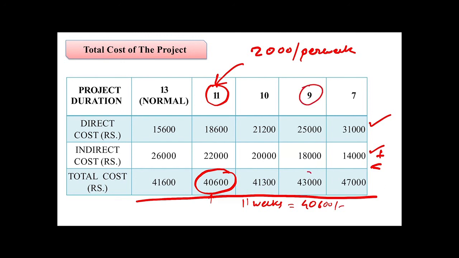Still, if we have to complete the project early, within 9 weeks, then we have to go for this much cost. So by using this table, we can find out the optimum cost.